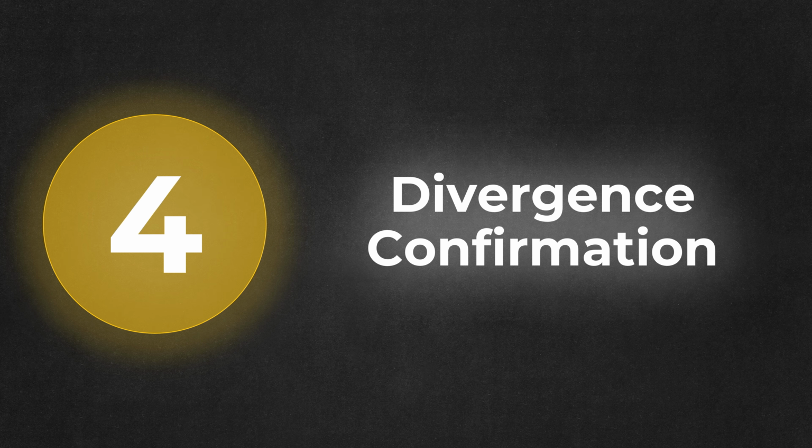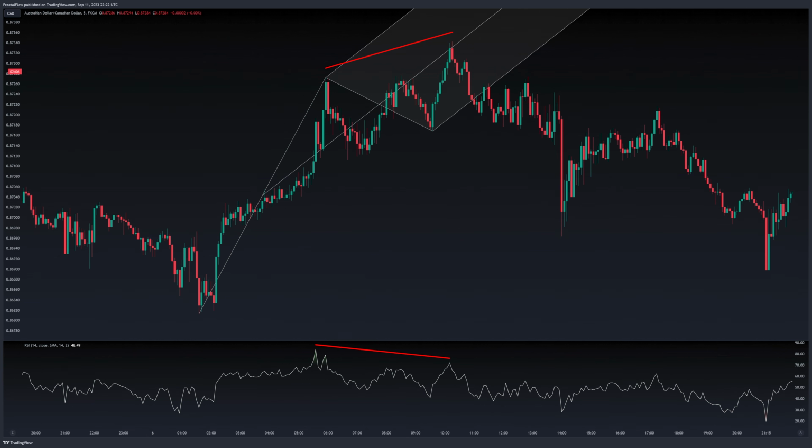Number 4. Divergence confirmation. The Andrews Pitchfork can be valuable for spotting potential trend reversals when price action encounters one of the pitchfork lines while displaying some sort of divergence signal observed in a technical oscillator like the RSI, for example. In this chart, we can observe the 5-minute Australian dollar versus the Canadian dollar displaying a simple bearish reversal divergence signal, meaning higher highs in price with corresponding lower highs in the RSI.